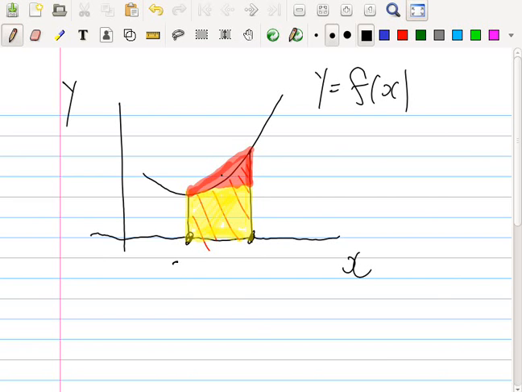So if I call this x here, and I call this distance between them h, then this here will be x plus h. And what would be the height here? What would be this height here? What letter would represent this height?